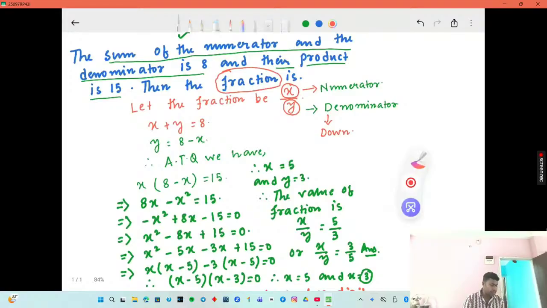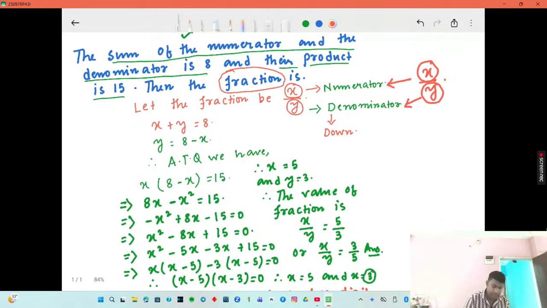So here the fraction in this question will be x by y. So what is a fraction? Do you know how to write a fraction? So let the fraction here be x by y. And what is the numerator part of a fraction? The upper part of the fraction is always the numerator, and the lower part of the fraction is always the denominator. Is it okay? Yes.